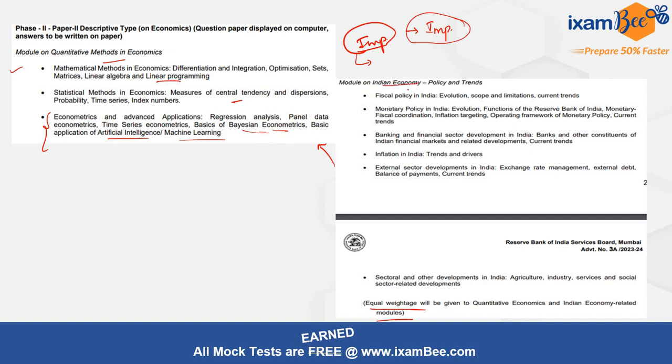Now if you look at the module on Indian economy, this was again questions from section B of phase 2, descriptive economics. This covered the Indian economy module already, so you've already been preparing for this earlier as well, so there's not much change. The only thing is that they have now elaborated all of these syllabus to include one more paper of descriptive type on economics. More or less, the syllabus is already in line with what they have already been asking earlier. There are a few additional topics that they have added, but that is fine. That is not going to change a lot in the preparation strategy.